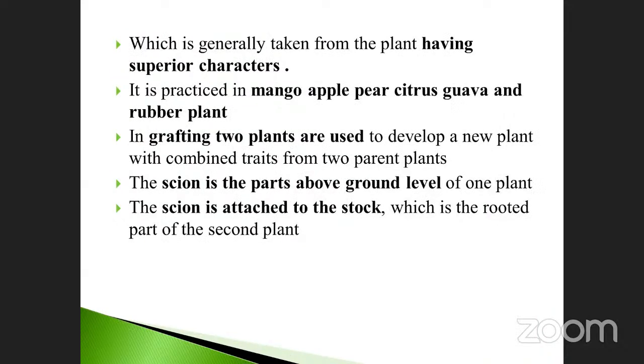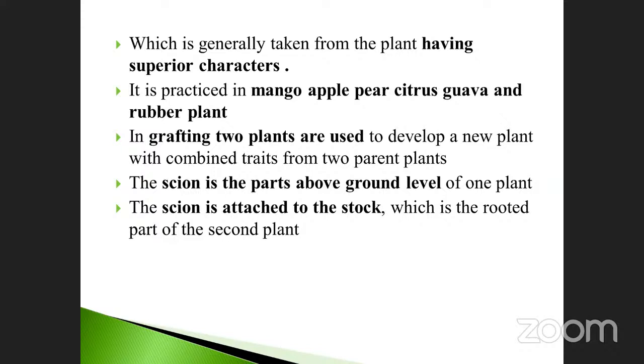The scion is generally taken from a plant having superior characters. When you select the plant, take an example like sapota, mango or grapes. Suppose plant A has a small fruit size. At the same time, plant B has a big size, but the sweet taste is very low.